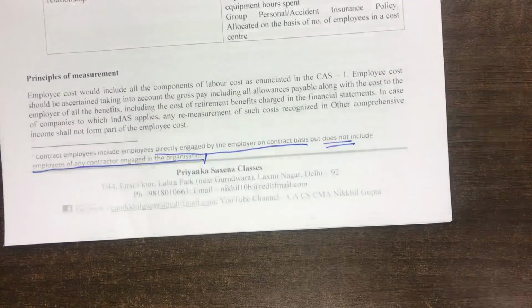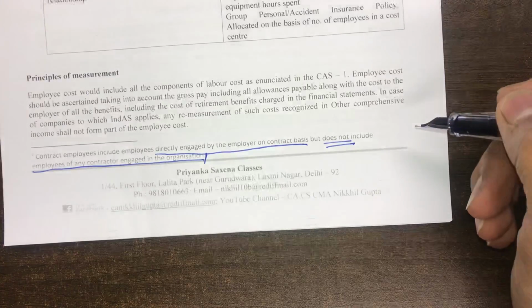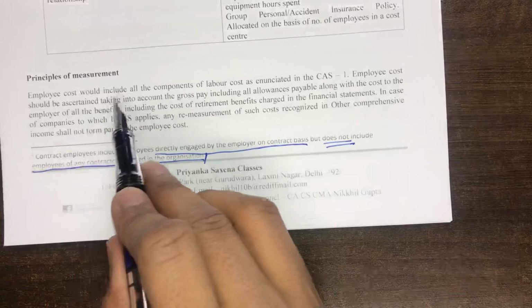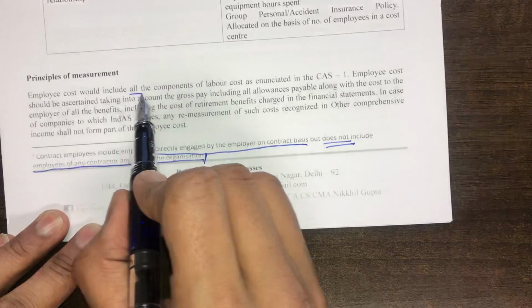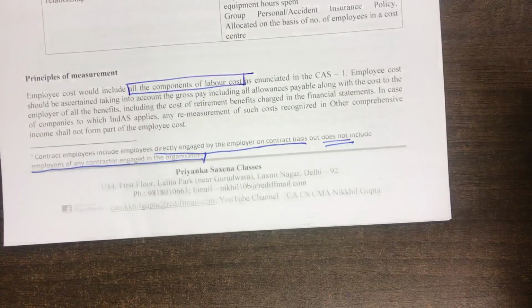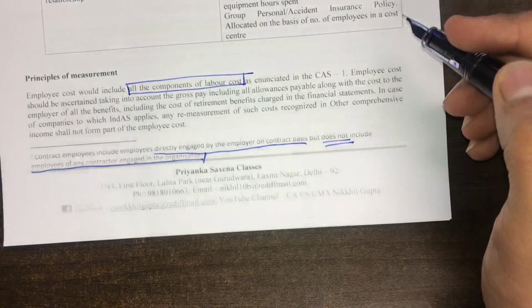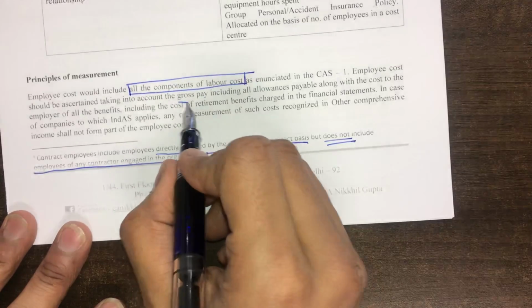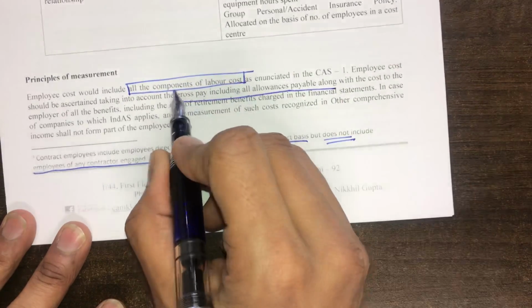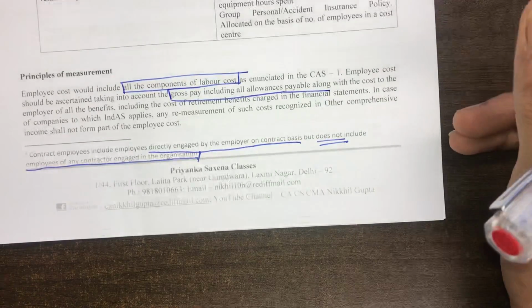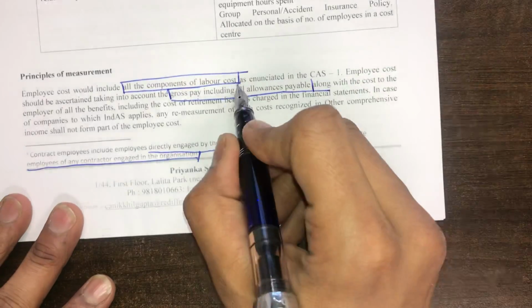Now comes the point where we are going to study the principles of measurement of cost. How will the cost be measured in our cost sheet and cost books? Employee cost will include all components of labor cost as enunciated in CAS 1. So first of all, the things which are included in the labor cost will be included in the definition of employee cost. Employee cost should be ascertained, taking into account gross pay including all allowances payable. So the first and foremost thing which is included in the employee cost is obviously the gross pay which is given to the employees, including all the allowances. If there are any allowances, then they are also added to the employee cost.